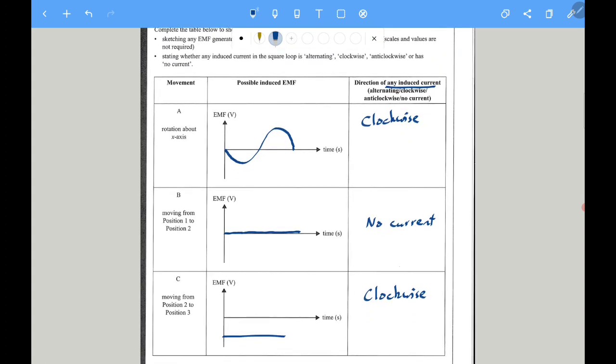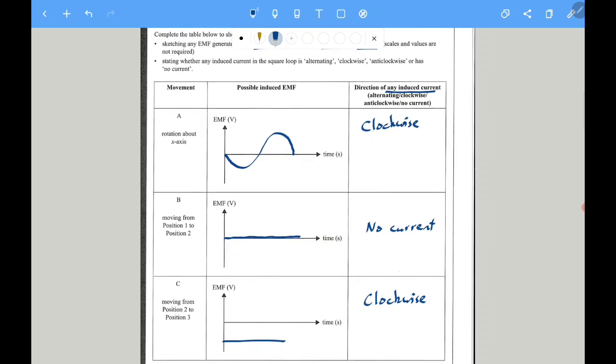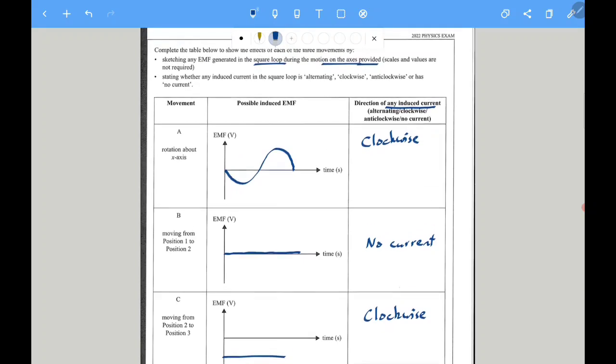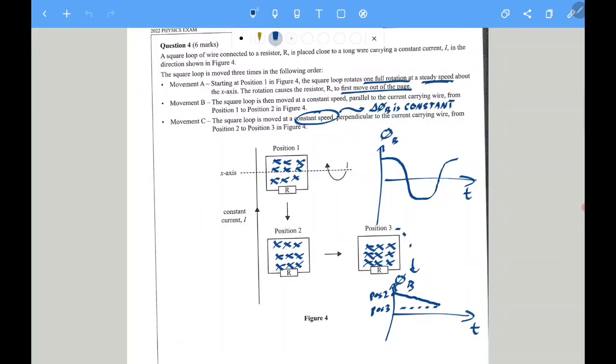Now you may notice that the induced current in movement C and movement A is exactly the same, so that might raise some eyebrows. So let's look at the difference between the two movements. For movement A, we are rotating, and we rotate for one full rotation about the x-axis. So that means that our magnetic flux decreases into the page first, and then it also starts to increase into the page as well later on. Right, so there's a bit of AC generation going on over here.